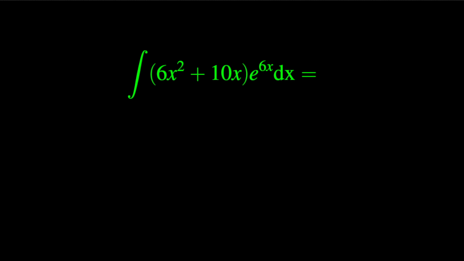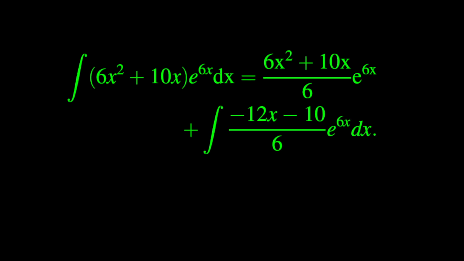As a result, the integral of 6x squared plus 10x times exponential of 6x dx is equal to 6x squared plus 10x over 6 times exponential of 6x plus the integral of minus 12x minus 10 over 6 times exponential of 6x dx. Consequently, we still have to integrate minus 12x minus 10 over 6 times exponential of 6x using integration by parts.